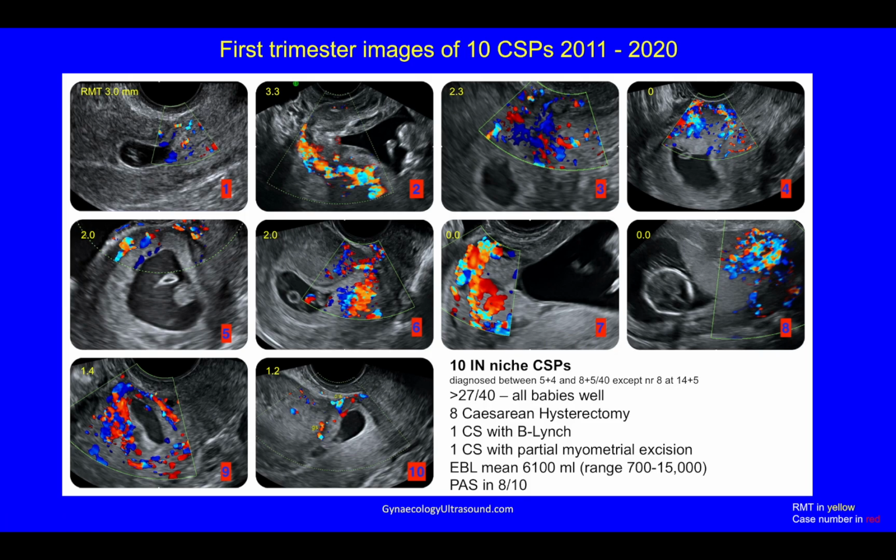In these 10 in-niche scar pregnancies, they were all diagnosed early, apart from this one that was diagnosed a bit later. They were all delivered after 27 weeks, but sadly 8 of them by caesarean hysterectomy. In one section, they needed a Bieling suture to stop the bleeding, and in one caesarean section she had a partial myometrial excision. The estimated blood loss, the average was just over 6 litres, and on histology 8 out of 10 of these had Placenta Accreta spectrum.